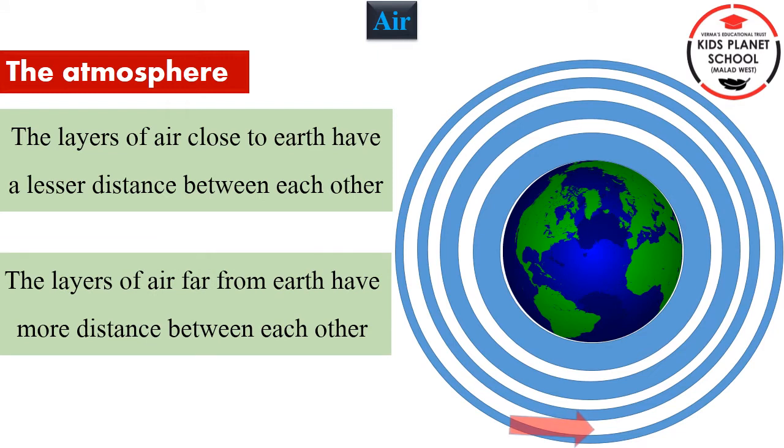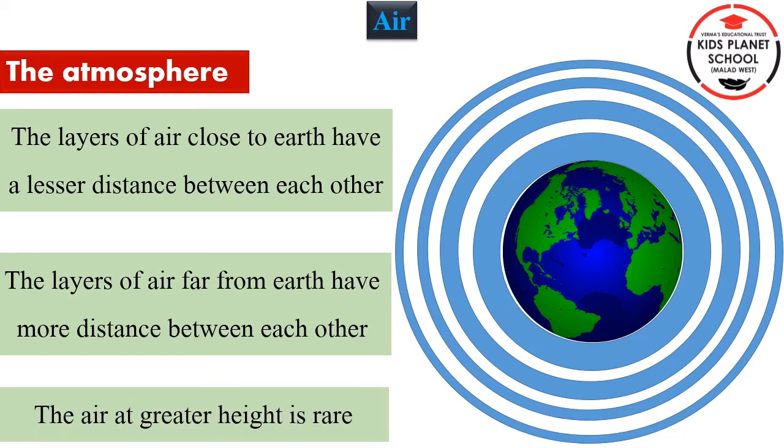The layers of air far from the earth have more distance, more space between each other. That is, the layers of air far from the earth are not so close to each other. They have more distance between them. As we move away or above from the earth, the air in the atmosphere reduces, becomes less. The air at greater height is rare, is very less.